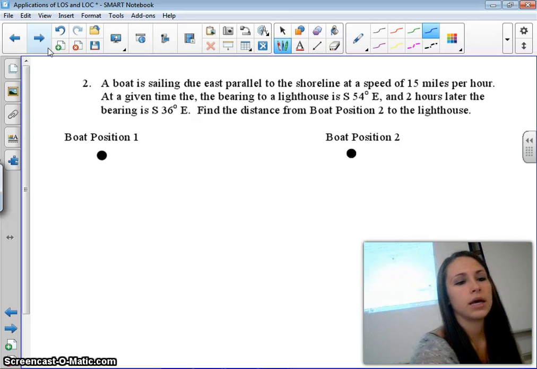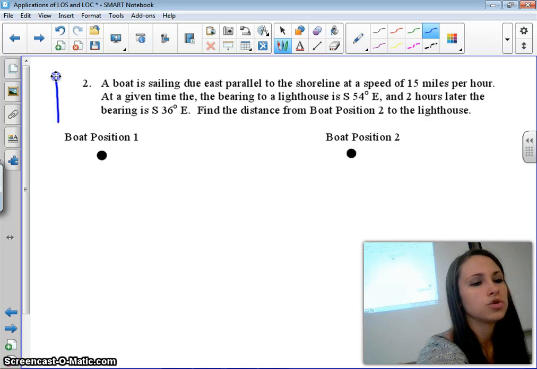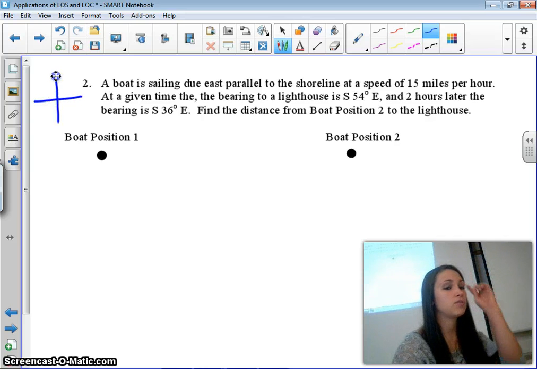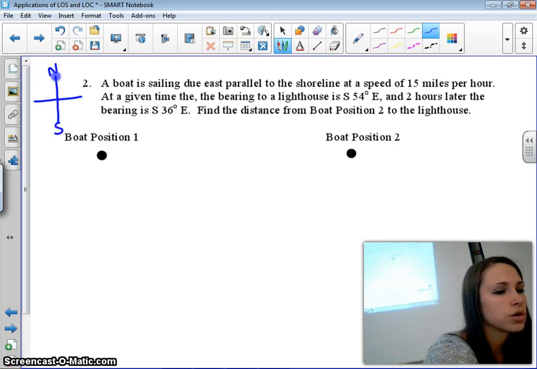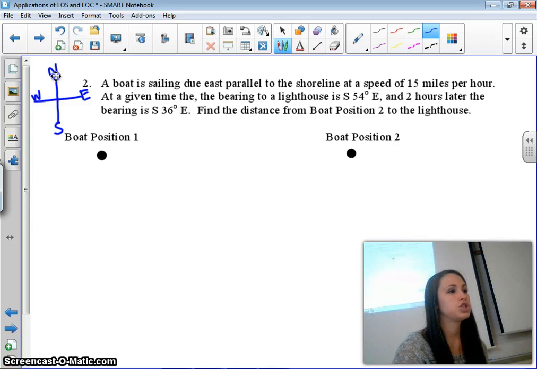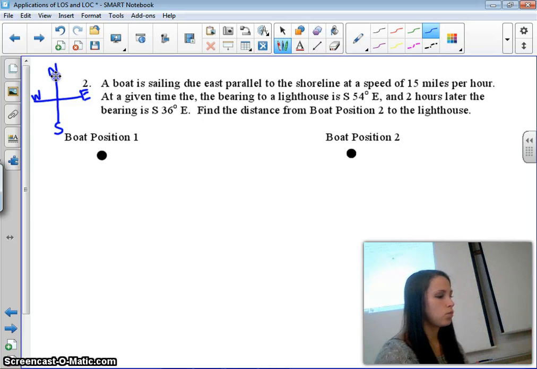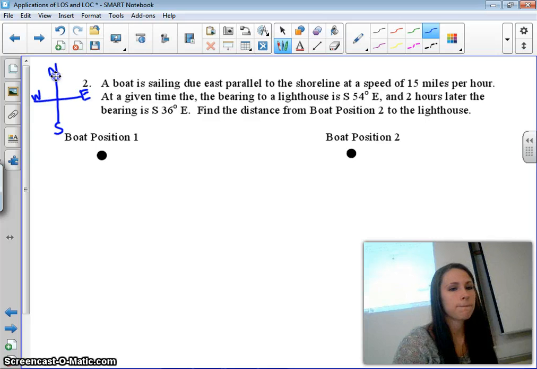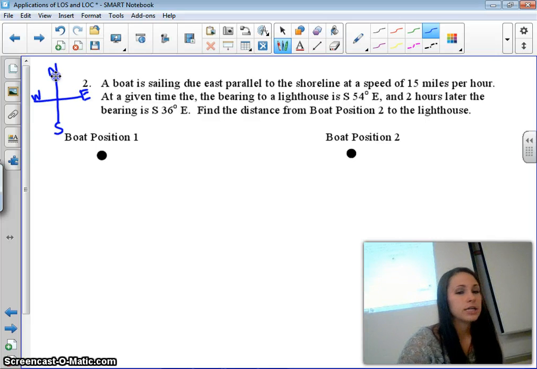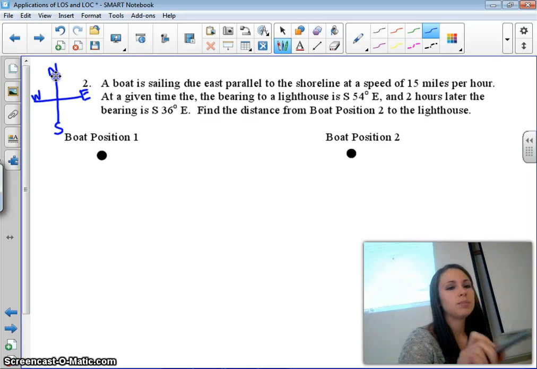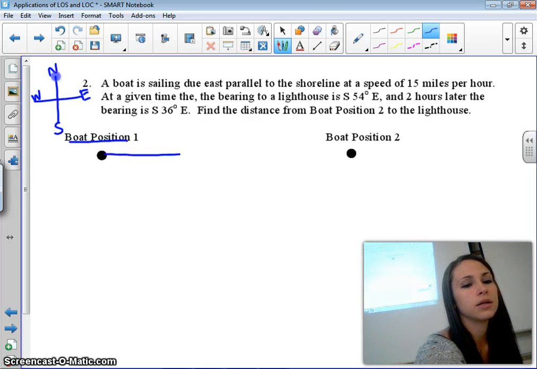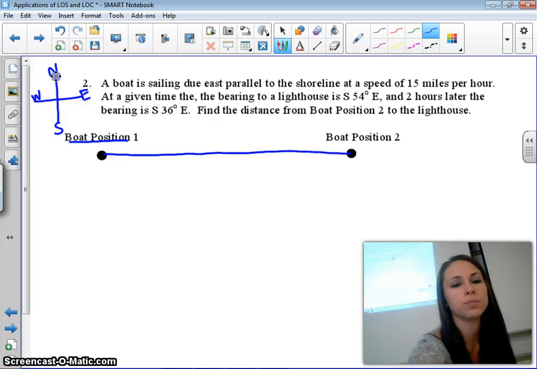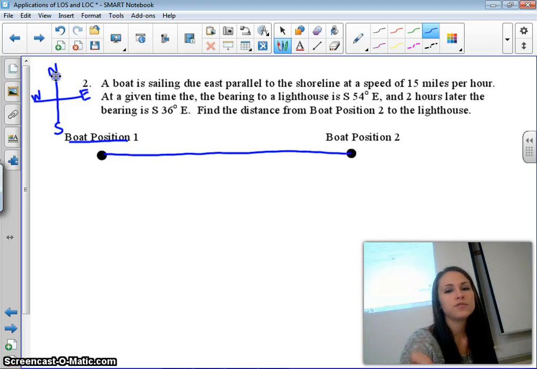Alright, so I'm going to go ahead and draw this on my paper. Anytime they give me south, west, and so on, I'm going to draw this little north, south, west, east thing, to just help me see where I'm going and what I need to draw where. So this is what they give me. It says a boat is sailing due east. That means if here's boat position 1, I'm sailing this way to boat position 2 at 15 miles per hour.